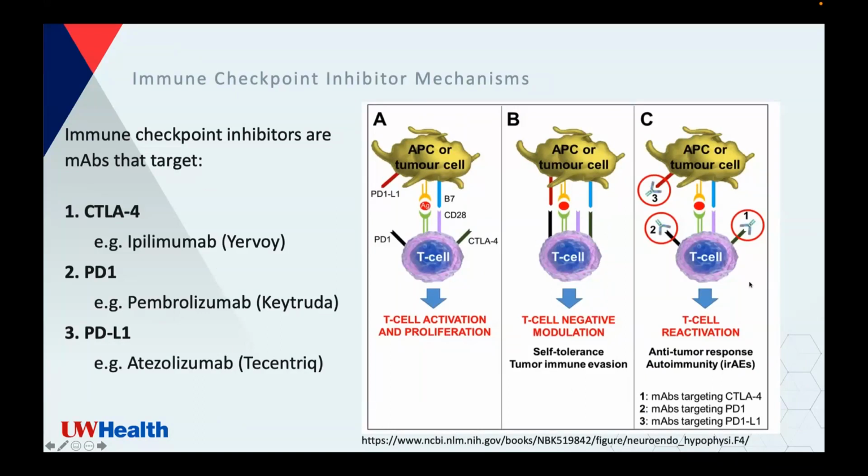Then in panel C, you can see our treatment with the immune checkpoint inhibitors is to disrupt this interaction with monoclonal antibodies. So there are three different targets that you can see on the left side: CTLA4, PD1, and PDL1, and different examples of medications that are associated with each mechanism. And by blocking that interaction, you end up with a similar response to panel A, where there's no binding and your T cells can proliferate and target an immune response against the tumor.